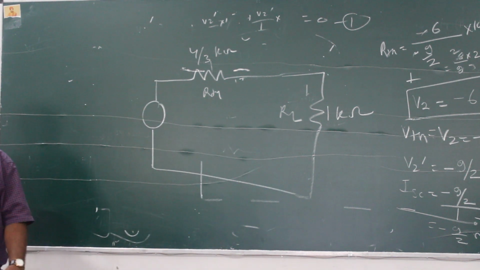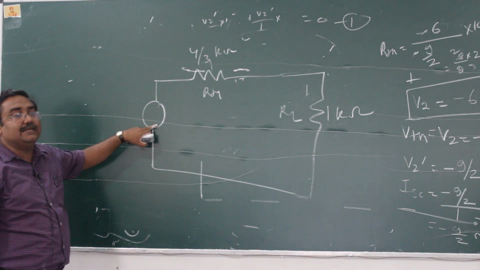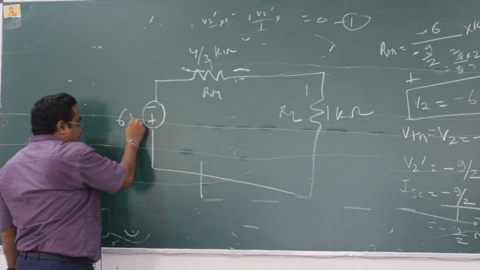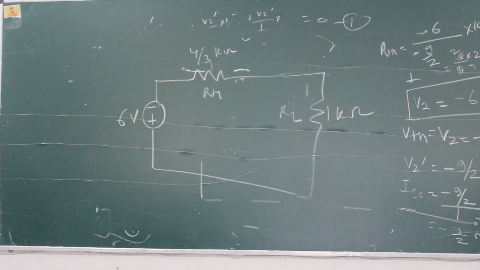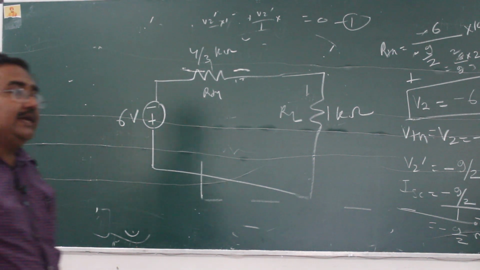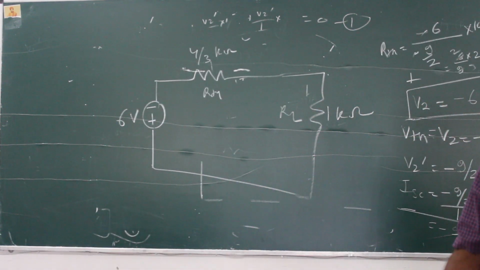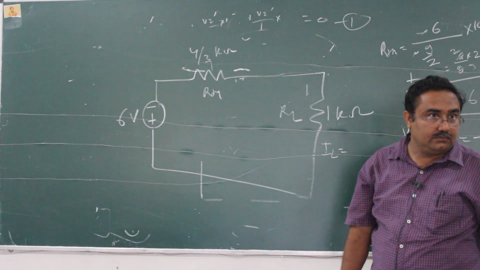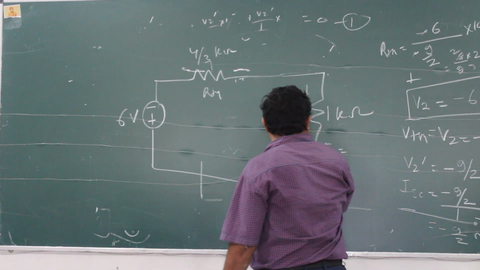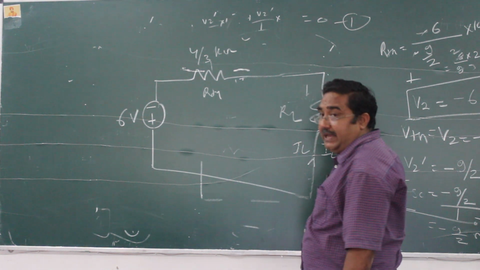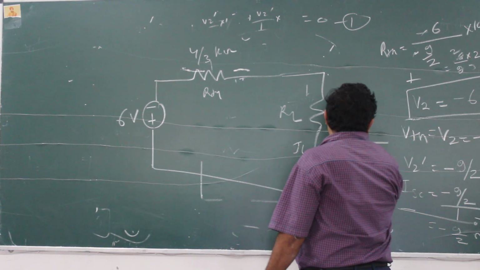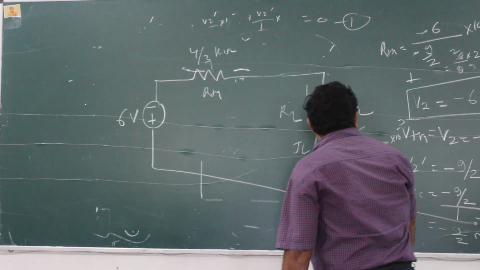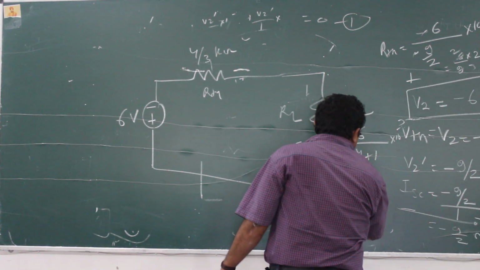And what is this? This is VTH. How much is the value? Mind it, it is minus 6 volts. So the polarity will not be plus minus, it will be minus plus. You got my point? You have to be very careful, and you will be careful when you know the fundamentals about the polarity sign of the voltage and the direction of the current. So how much will be the current? IL will be equal to VTH upon RTH plus RL. So 6 divided by 4 by 3 plus 1, into 10 raised to power minus 3. When you solve it, it comes out to be 18 by 7 milliampere.